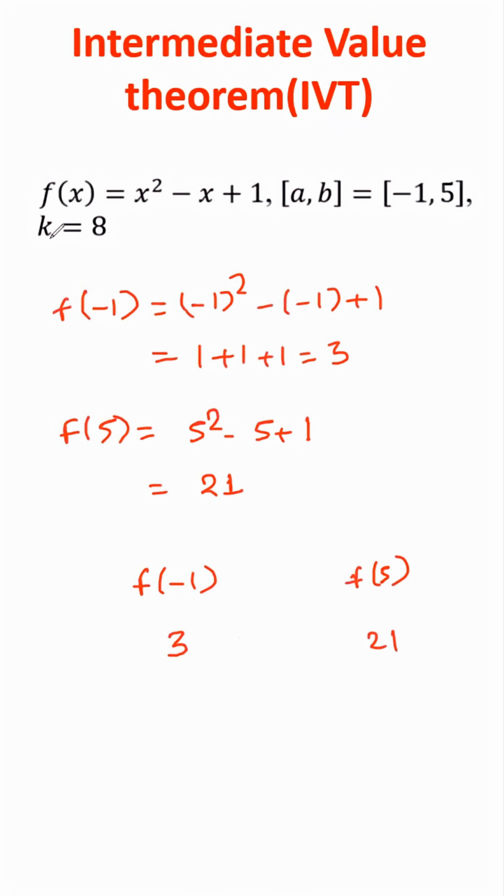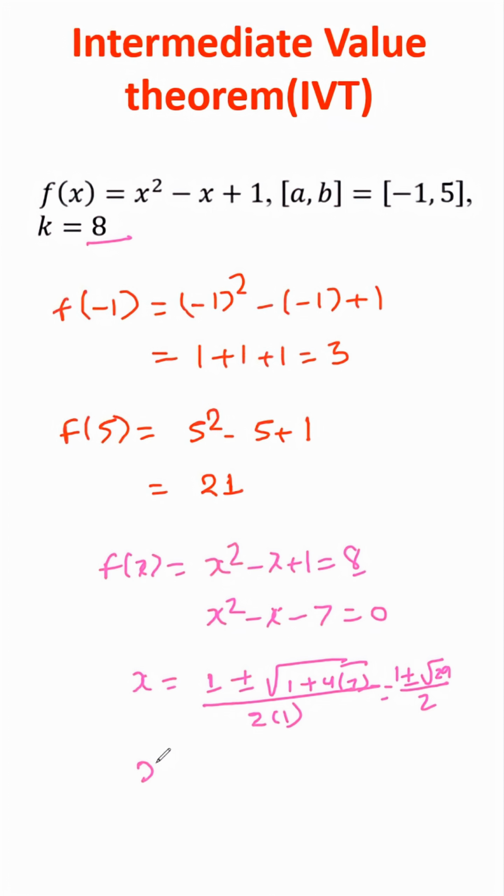Then k is 8, so k lies between f of negative 1 and f of 5. So yes, it satisfies the intermediate value theorem because this is a polynomial function, so it must be continuous in any interval. So negative 1 to 5 is continuous. So the value 8 lies between f of negative 1 and f of 5. So there must exist a value c for which this value would be equal to 8.